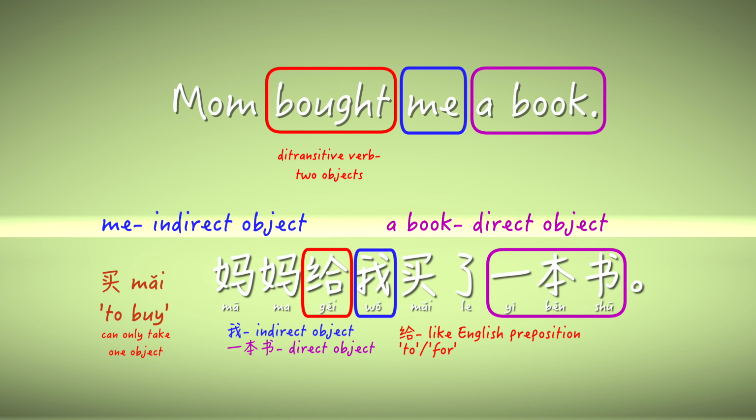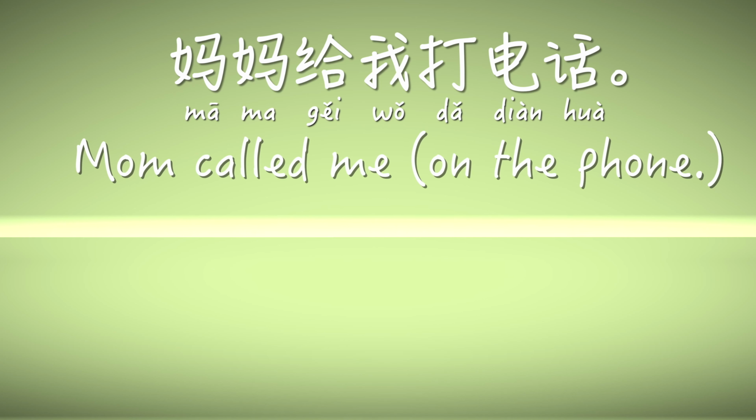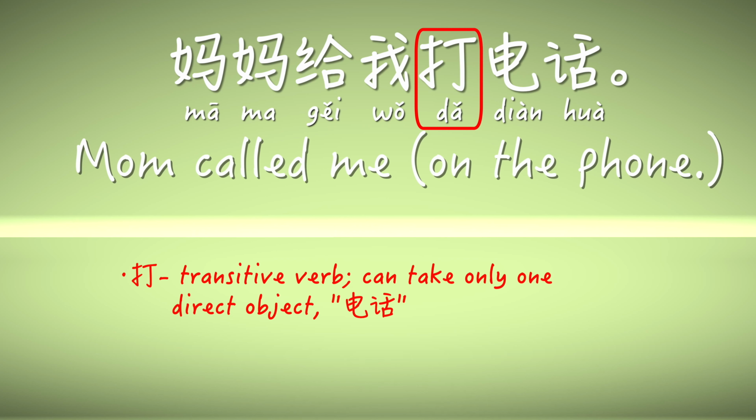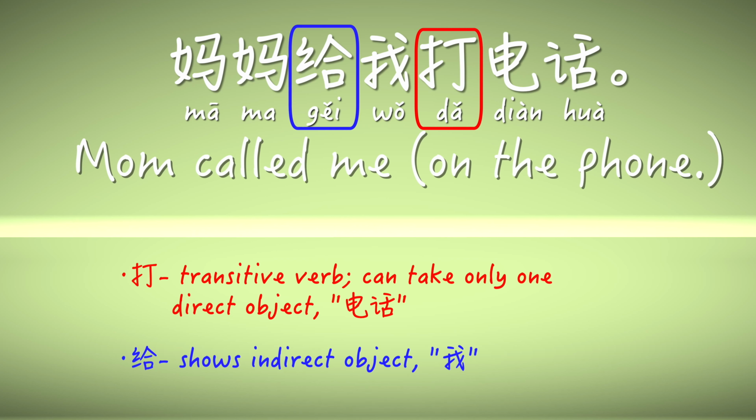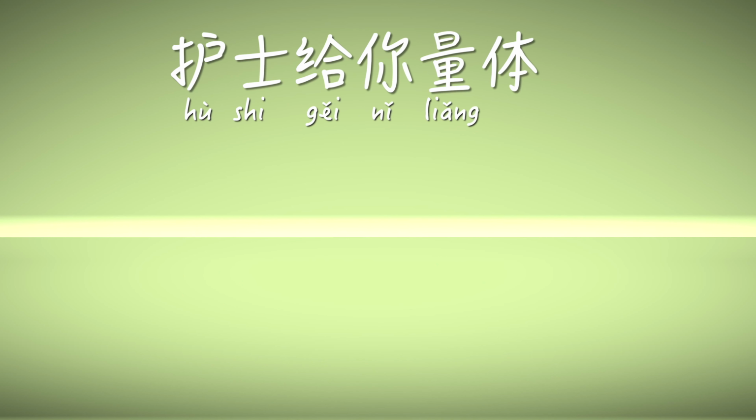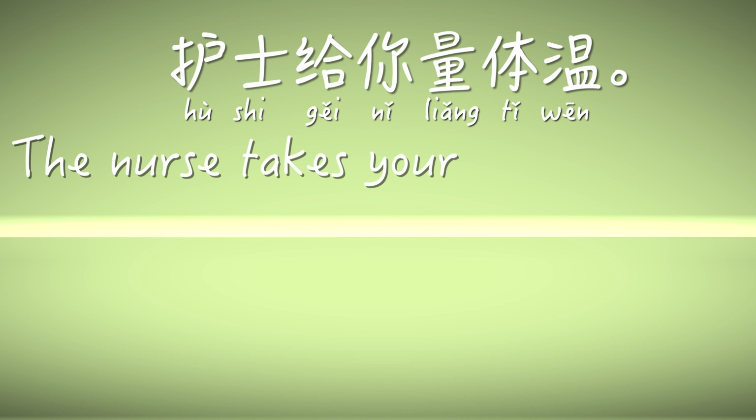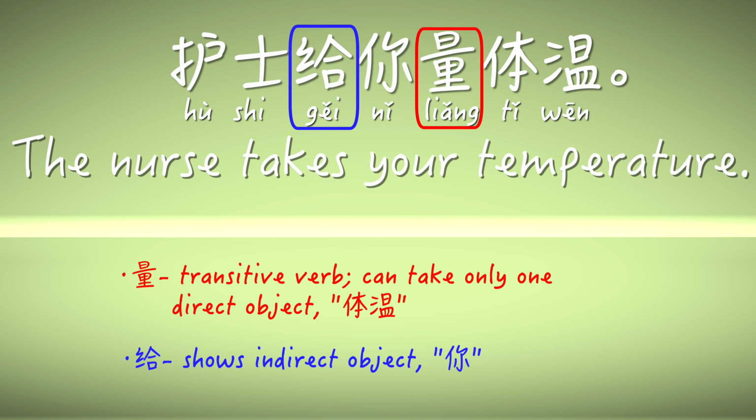Here are a couple more examples where you would see this construction. 妈妈给我打电话. The verb 打 only takes one object, so we have to use the 给 construction to show our indirect object. 护士给你量体温. The nurse takes your temperature. In this example, it would be literally, the nurse takes you the body temperature. But of course, that's not how we would say it. But the meaning of the Mandarin is the same as the nurse takes your temperature in English.